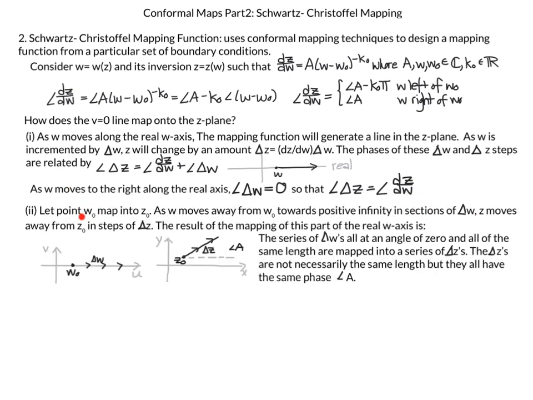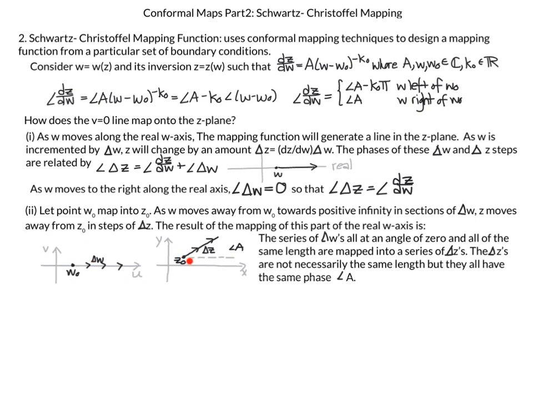Now, if we think of letting point W naught map to Z naught, so W naught here is in our UV plane, our W plane. When we map it, it comes over here in the XY plane as Z naught. So as W moves away from W naught, we take these little incremental sections, delta W, we move to the right on the real axis, another delta W moving to the right, and a third delta W moving to the right. Theoretically, these are all the same delta W, changes in W. Even though my drawing may be off a little bit, they are supposed to be the same.